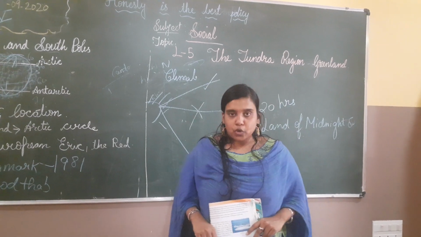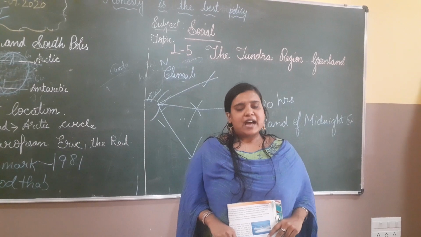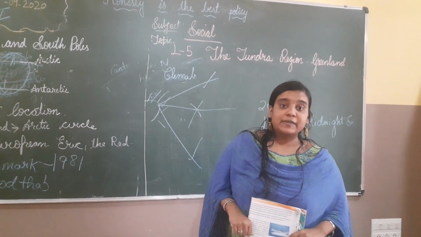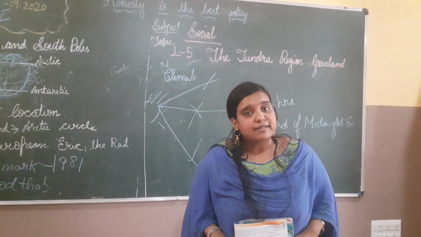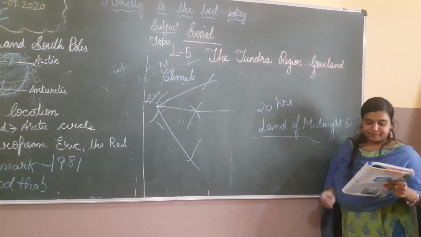But summers are also cold over there because sun rays are not over there. But winters are very long and harsh. If we come for summer, somewhere around 20 hours a day, the sun will rise. Even in the midnight you can see the sun rising. So it is known as the land of the midnight sun.